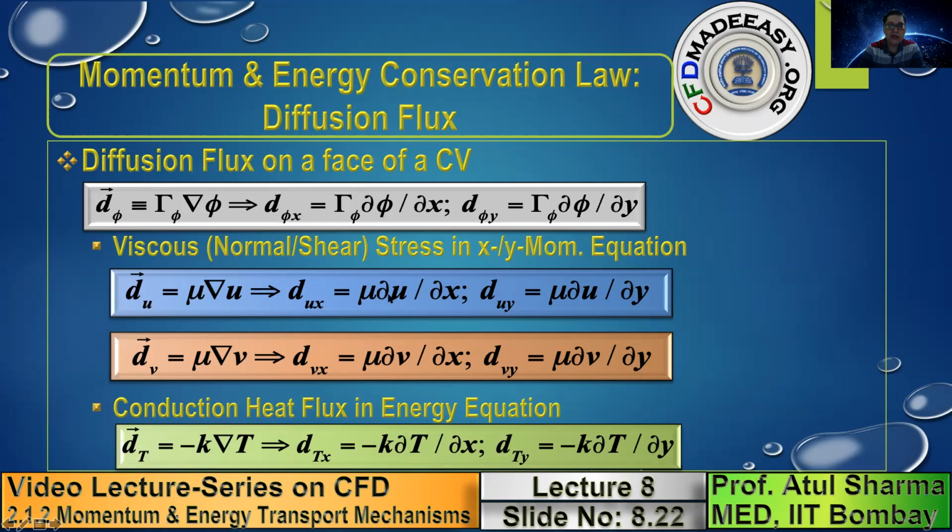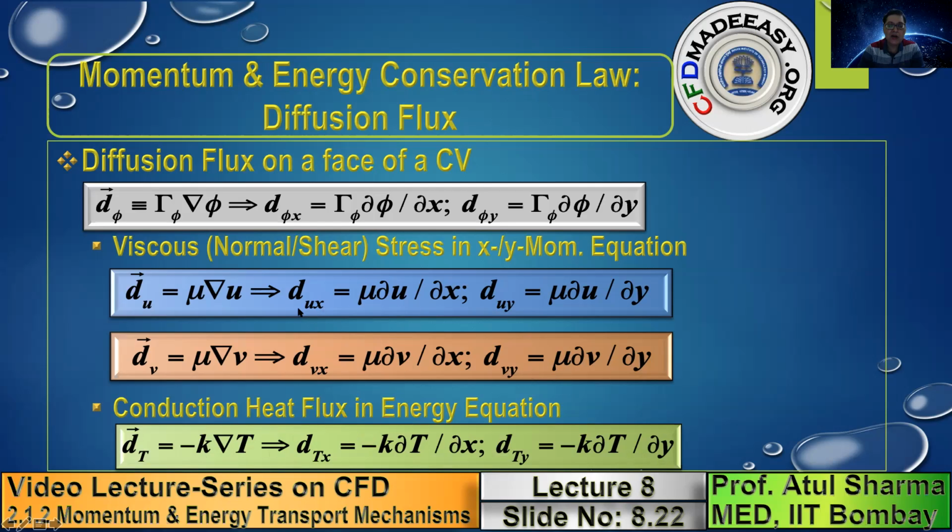And these two are normal stresses. They act on the vertical surfaces. This acts on the vertical surface. This acts on the horizontal surface. And this is the conduction flux, which always acts normal.